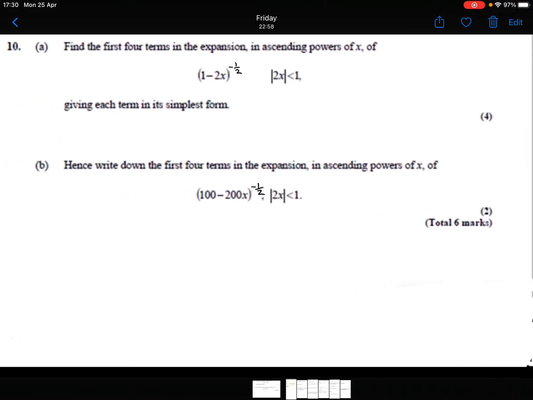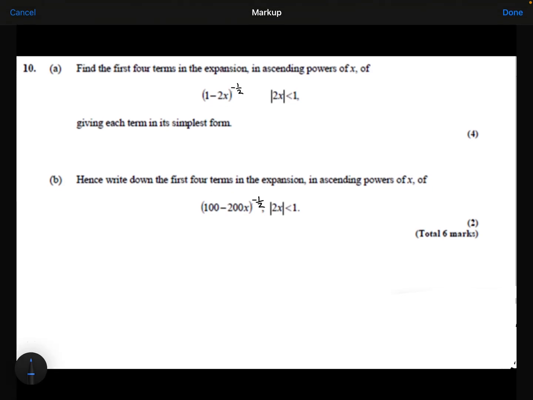So using that formula here, we've got 1 plus n, and n in this case is minus a half, times x, which in this case is minus 2x. Then we'll have n times n minus 1, so that's minus a half, take away 1, which is minus 3 over 2, over 2 times 1, which is 2, times x, which is minus 2x, squared.